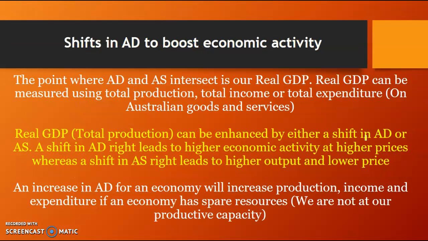Okay, so shifts in aggregate demand, basically what that means is our real GDP occurs where the aggregate demand and aggregate supply curves intersect. And real GDP can be measured by total production, income, or expenditure. It can be enhanced by either increasing aggregate demand or influencing aggregate supply in the long term. If aggregate demand shifts right, we get stronger growth at higher prices. If aggregate supply shifts right, then we get higher growth at lower prices.